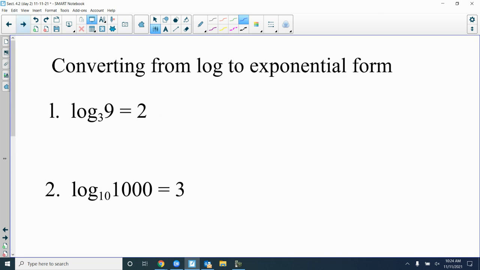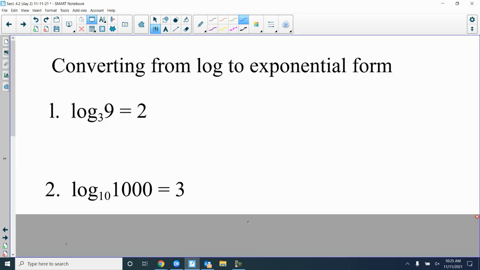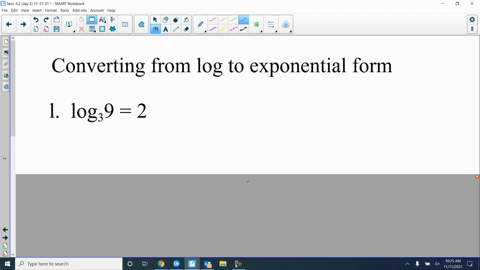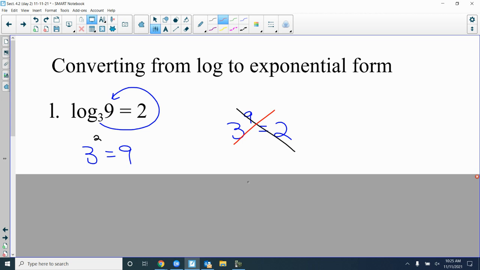You also need to be able to take a log and convert it to an exponential. So the first one here, log base 3 of 9 equals 2. Whatever it equals, that's your exponent. I think this is easier because you're writing this as an exponent, and you know whether it's right or wrong. So 3 is my base, 2 is my exponent, it equals 9. And if it doesn't equal 9, you did something wrong. If somebody says 3 to the 9th equals 2, that can't be right, so that can't be the exponential form.